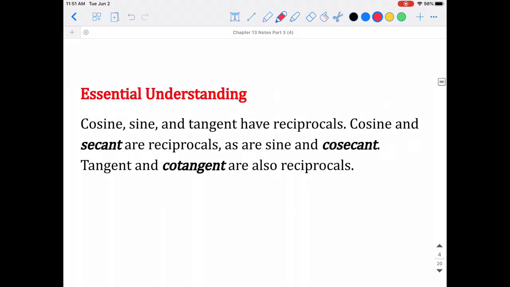An essential understanding for this section: cosine, sine, and tangent all have reciprocals. Cosine and secant are reciprocals, as are sine and cosecant. Tangent and cotangent are also reciprocals, so each trigonometric function has a reciprocal.